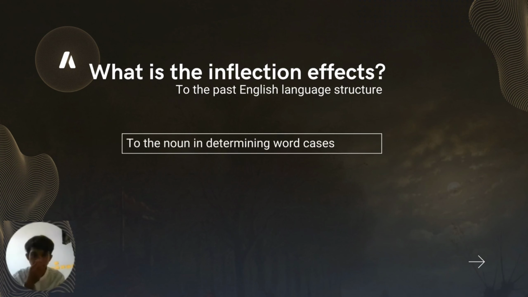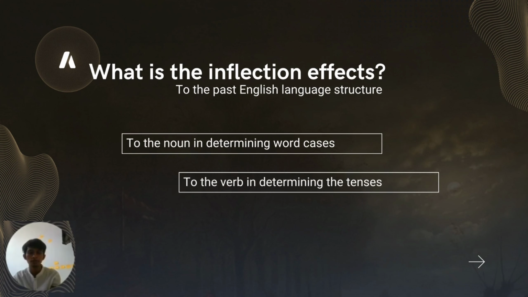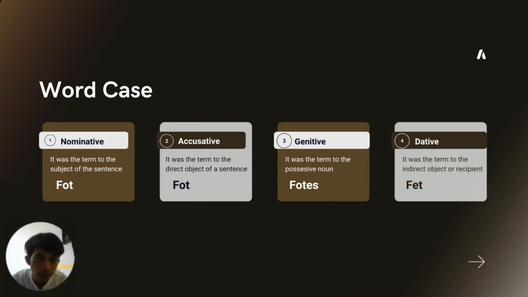The first one is used on the noun to determine the word cases. By inflection, people will notice it is the subject, and with a different inflection, it becomes the direct object, and so on. The second one is used on the verb. Just as nowadays, inflection is also used on the verb to determine tenses like past tense and present tense, right? Next is about word cases.